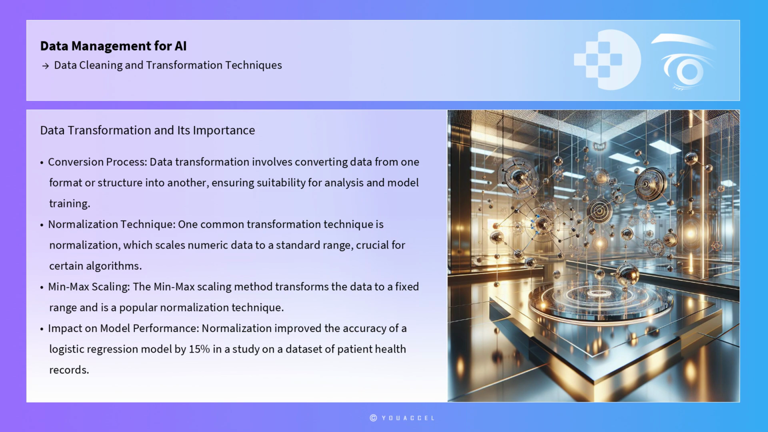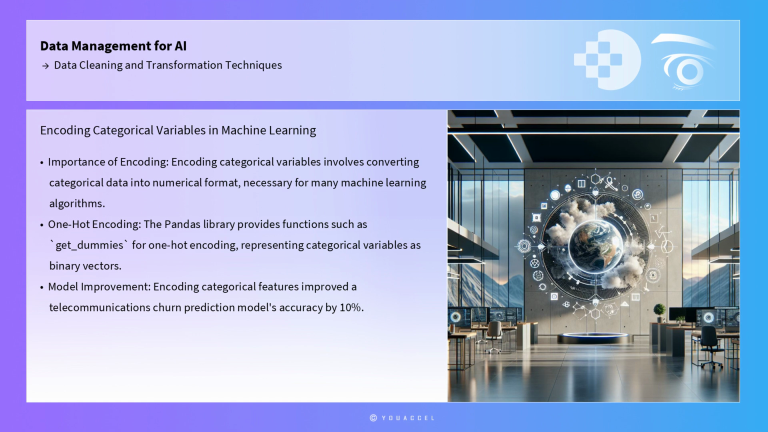The impact of normalization on model performance can be profound. In a study conducted on a dataset of patient health records, normalization improved the accuracy of a logistic regression model by 15%. Another vital transformation technique is encoding categorical variables, which involves converting categorical data into numerical format. This is necessary because many machine learning algorithms require numerical input.